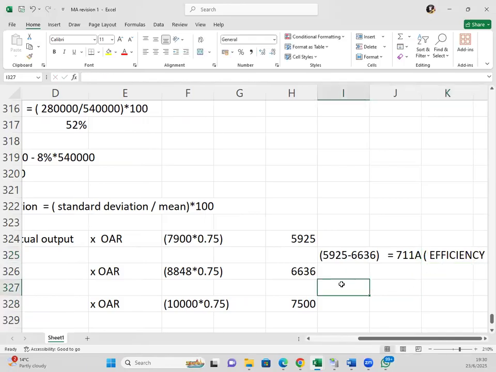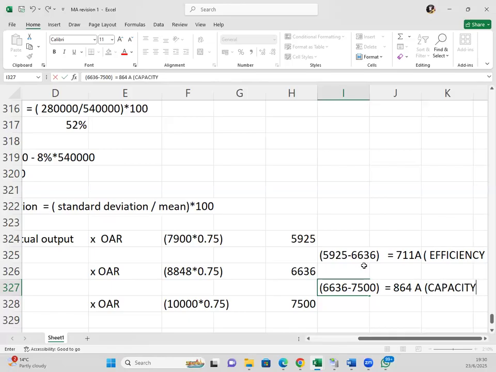Then we come here, we do the same. This one is now capacity. We again say what is on top, 6636 minus 7.5. We get how much? 864 negative, that's adverse. That's capacity.